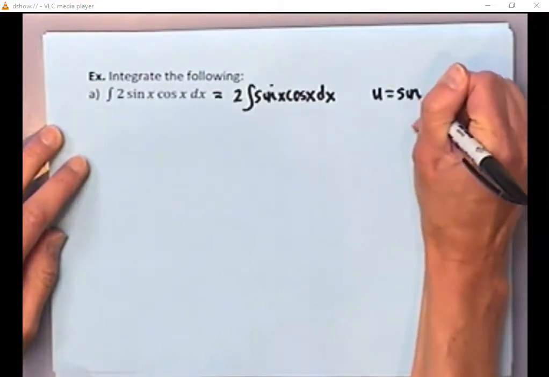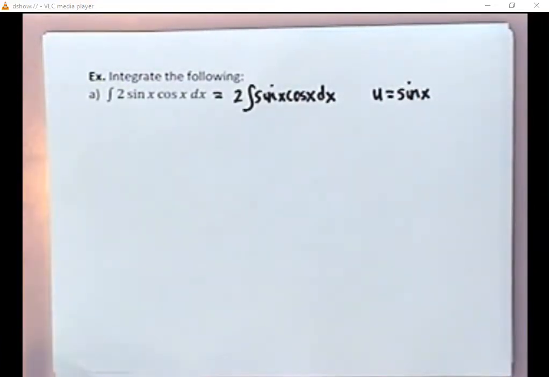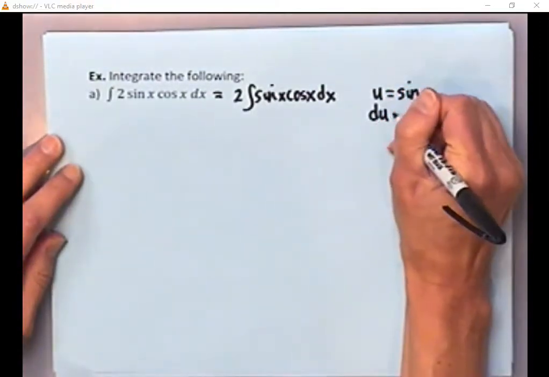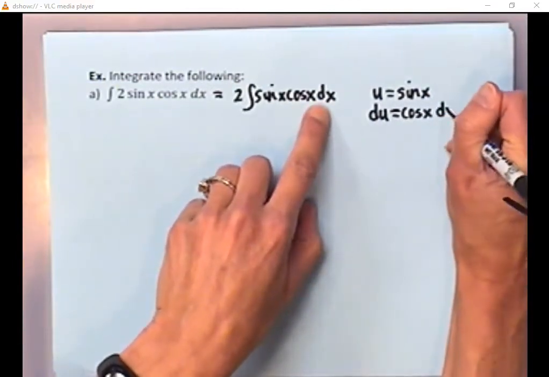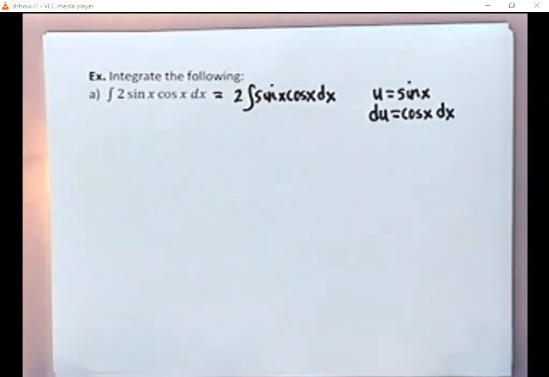Okay, let's go with that. That seems like it might match up pretty well, right? So we do a u substitution. u is sine of x, du is cosine of x, and that will match up to the other piece of our integral. So this seems pretty straightforward. I could just do a u substitution here.